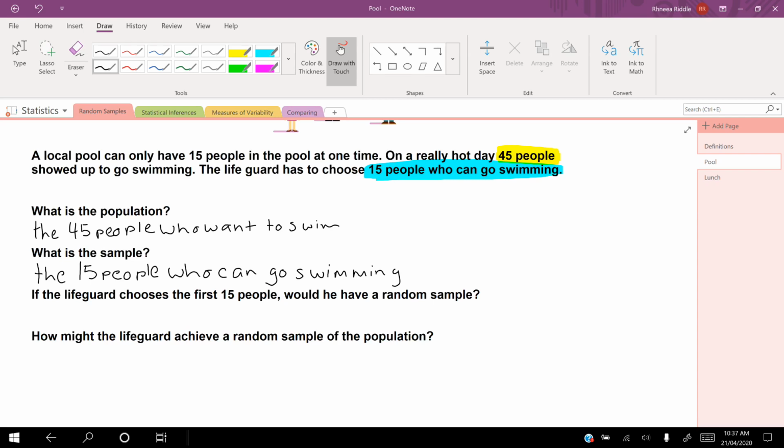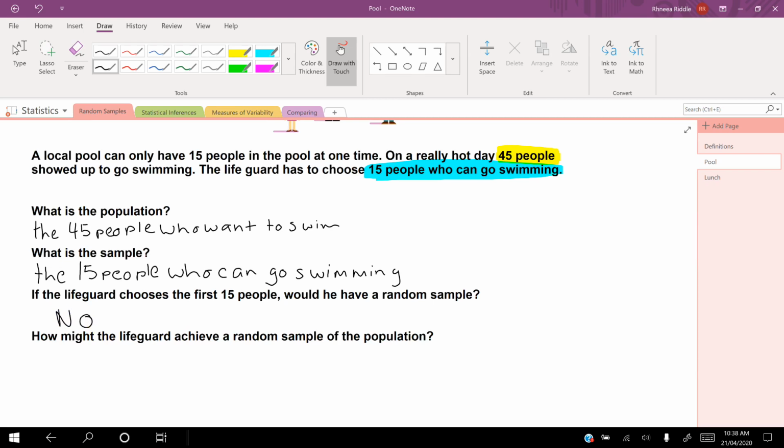So, our next question asks, if the lifeguard just chooses the first 15 people who show up, would that be a random sample? Now we have to think back to our definition. That is where each person has an equal opportunity to go swimming. Now if he only chooses the first 15 people in that lineup, we have to ask ourselves, is that an equal opportunity? Does the third person in line have the same opportunity to go swimming as the 8th person? Does the 8th person and the 23rd person have the equal opportunity? This is going to be a no.